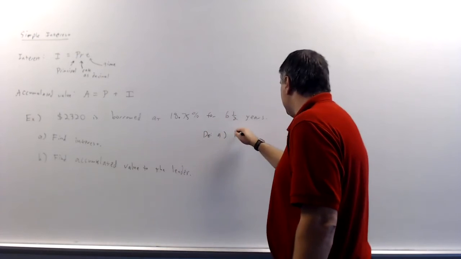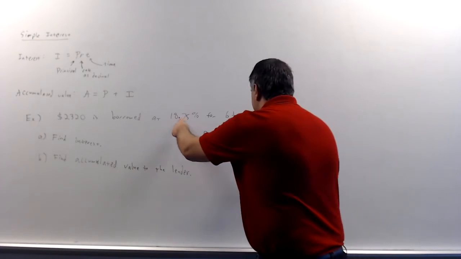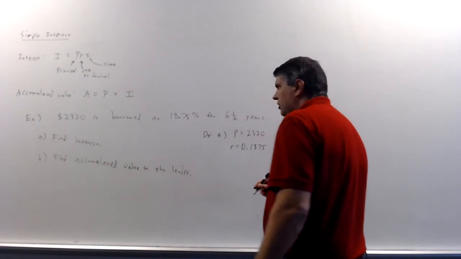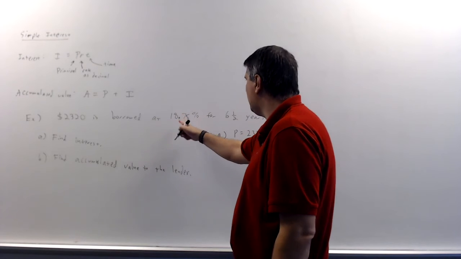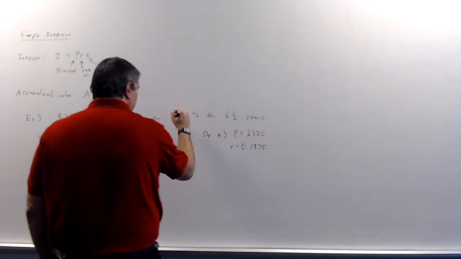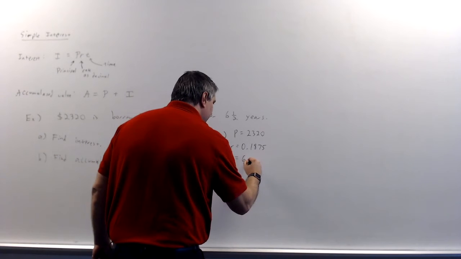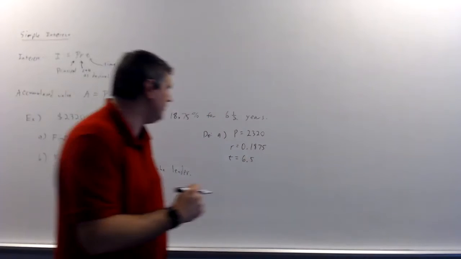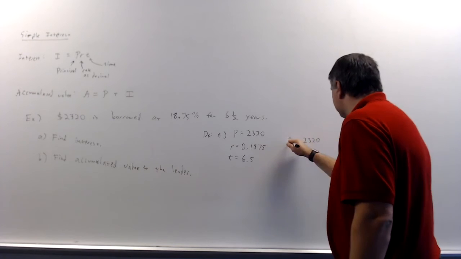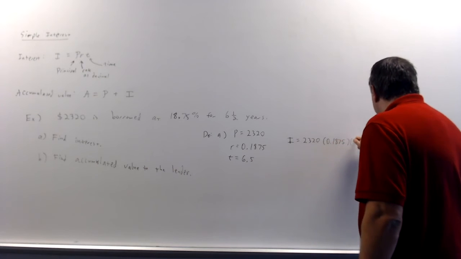P is 2320. R is 0.1875. If you don't remember how to do this from school, just take the percent form and divide by 100. And T is 6.5. 6.5 years is 6.5. So I equals 2320 times 0.1875 times 6.5.